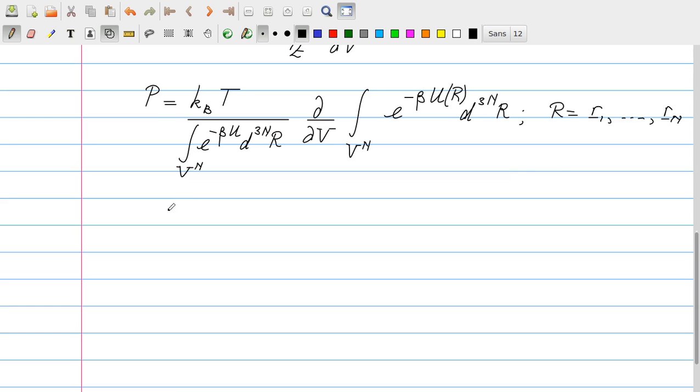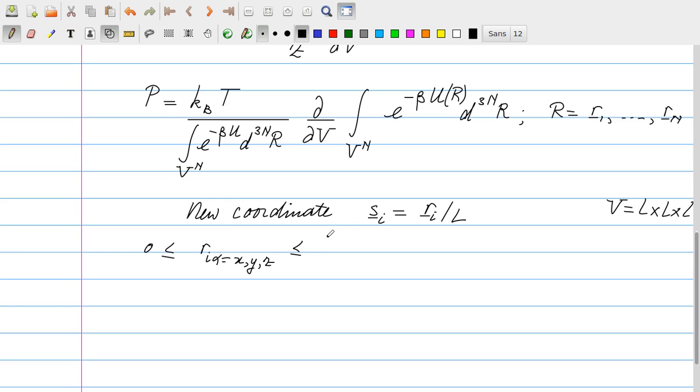We want to extract the parts that depend on volume, and we do that by introducing a new coordinate, defined assuming that the volume V is just an L by L by L cube. And then we can define a coordinate s_i for each particle, which is given as r_i divided by L. So each r_i alpha, the Cartesian coordinate, where alpha is either x, y or z, lies between 0 and L, and therefore the s_i alpha lies between 0 and 1.